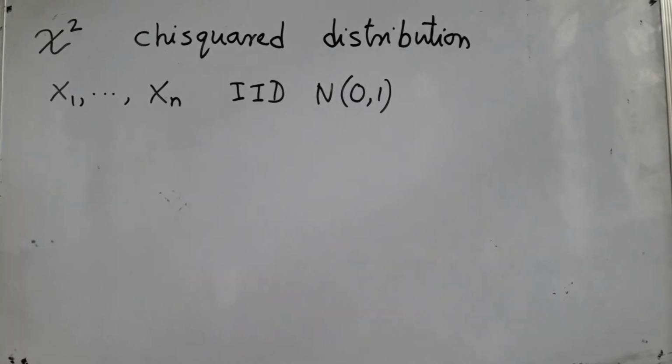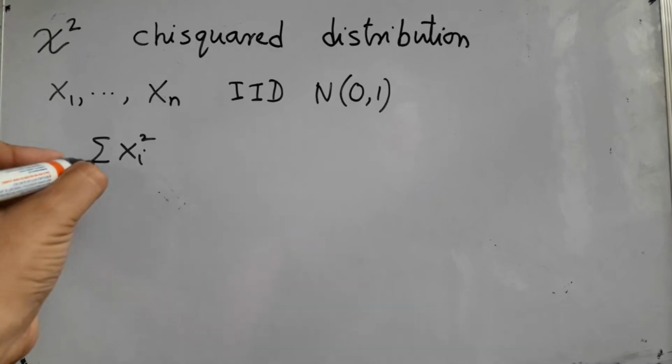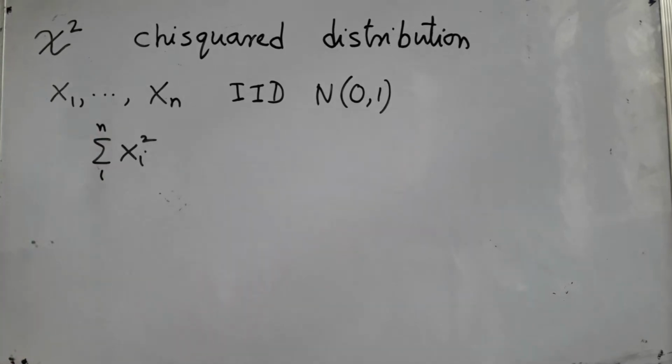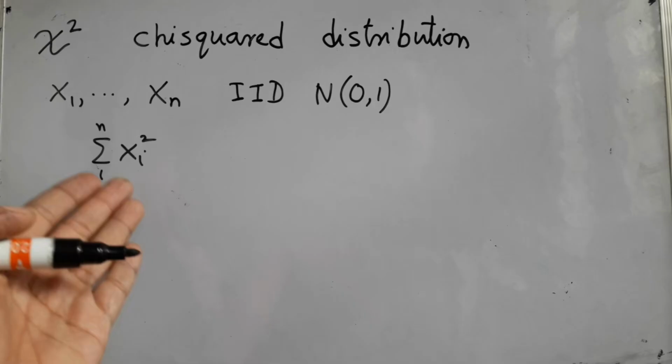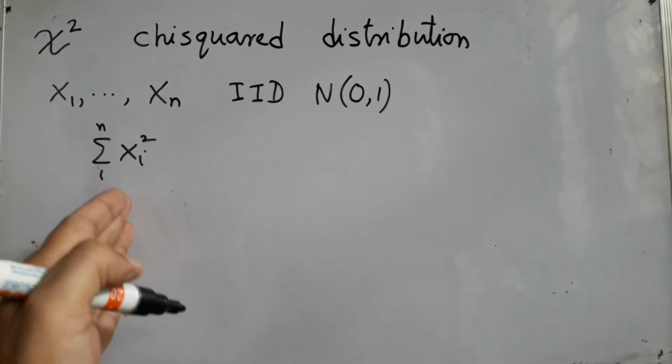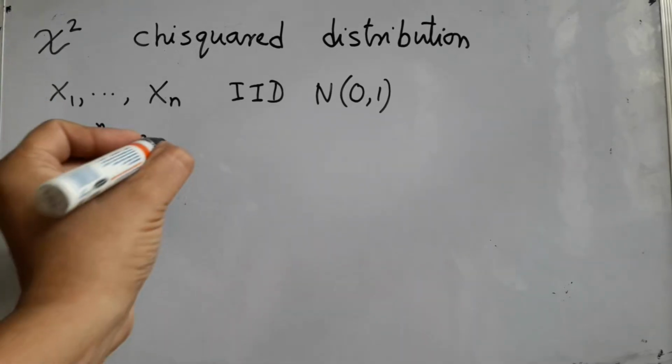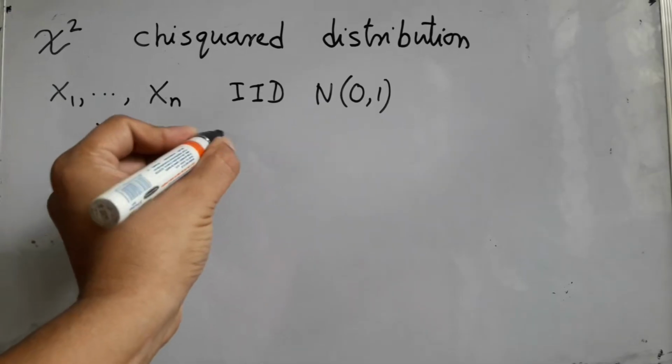Hence I can compute summation xi square, i going from 1 to n. That's another random variable. Now any random variable has a distribution. So this also has a distribution. It is this distribution that we define to be chi-squared.